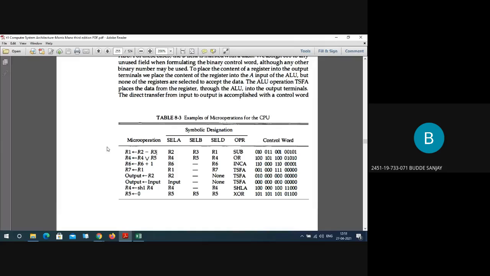Sir, this fourth expression, R7. R1 value is given directly to R7. Very good. No operation. Explain the control word in that. Control word, 14 bits. This one you have to just explain why it is like that. Yes, sir.